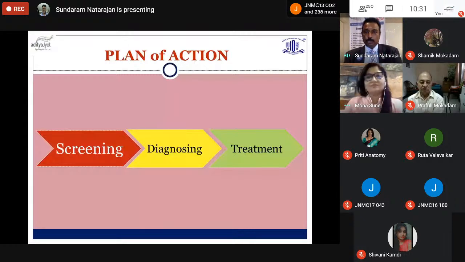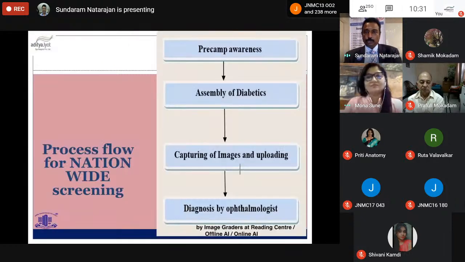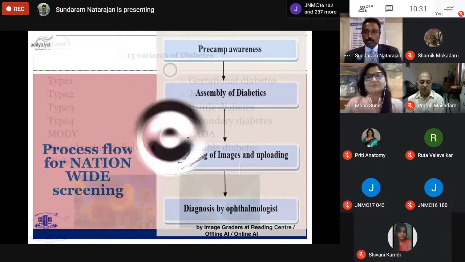What does everybody have to do? They have to create a pre-camp or a checkup, an assembly of the diabetics. Now, during COVID, follow the social distancing, follow the sanitizing, capture the image, and upload it. You can diagnose by an eye doctor, by an image grader, or a reading center, or using offline artificial intelligence or online artificial intelligence.